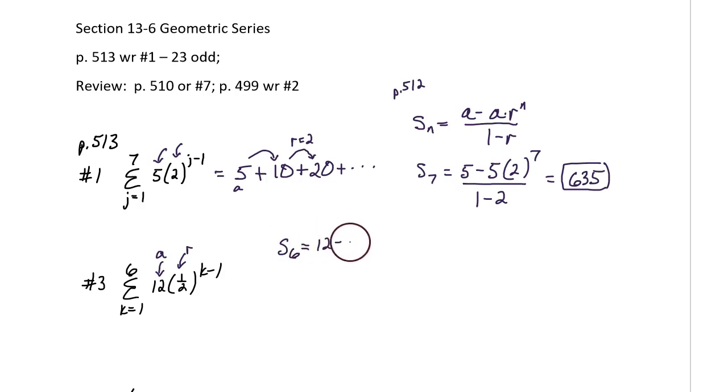A is 12, and then 12 times r, and then the n power would be a 6. And that's divided by 1 minus the 1/2. Take a calculator to evaluate that. The result is 189 all over 8.